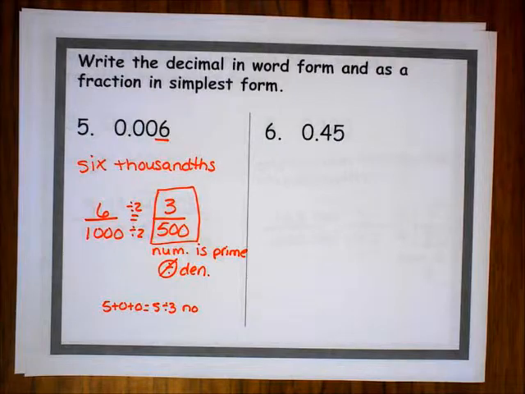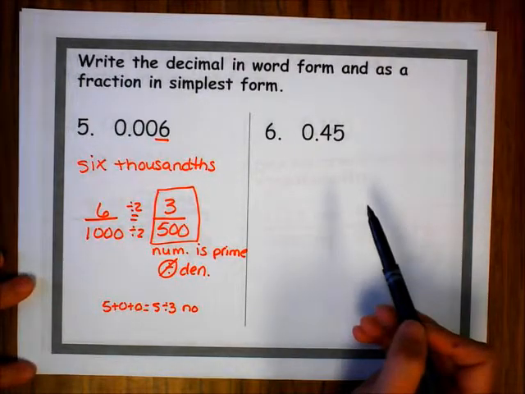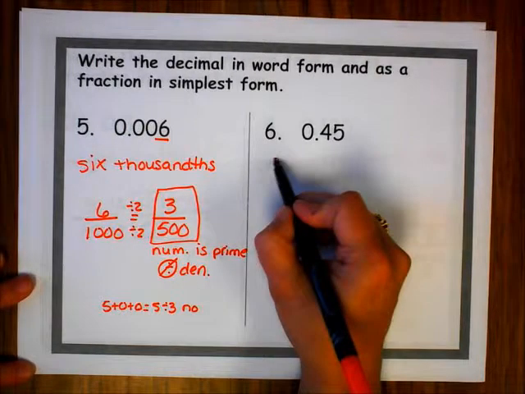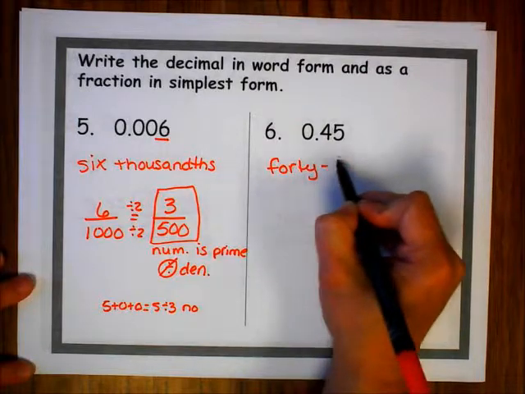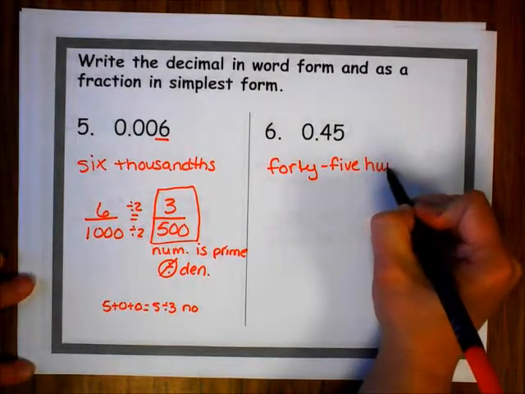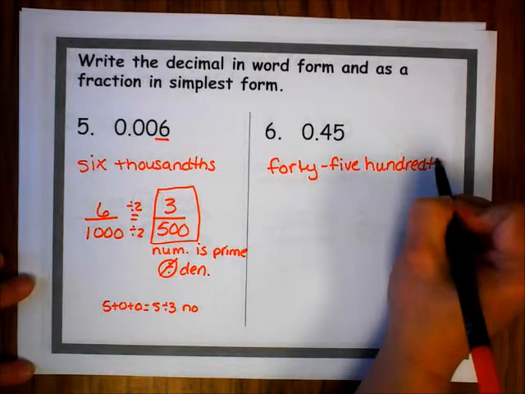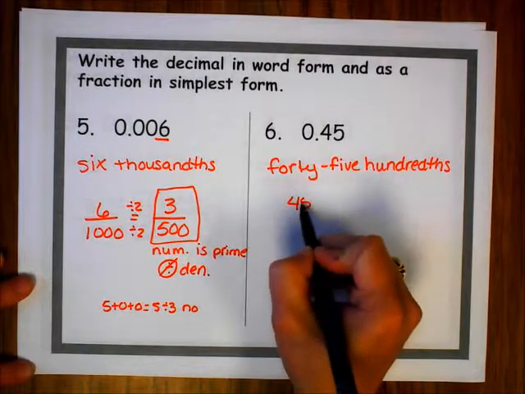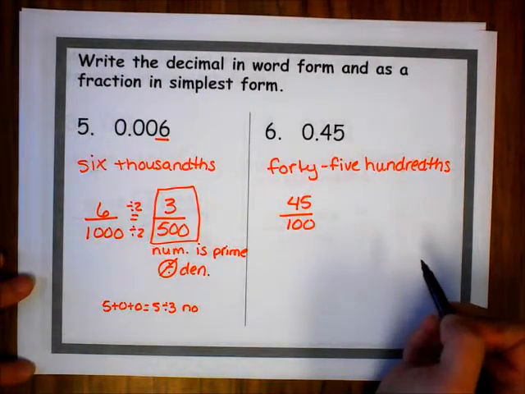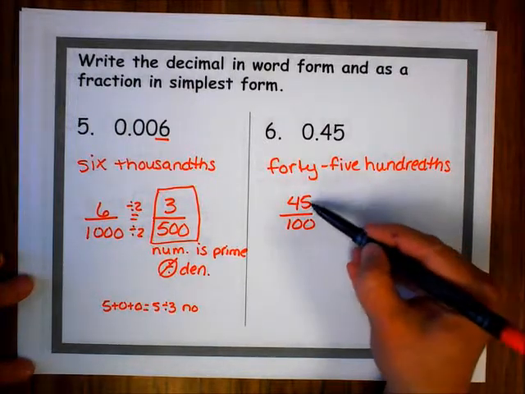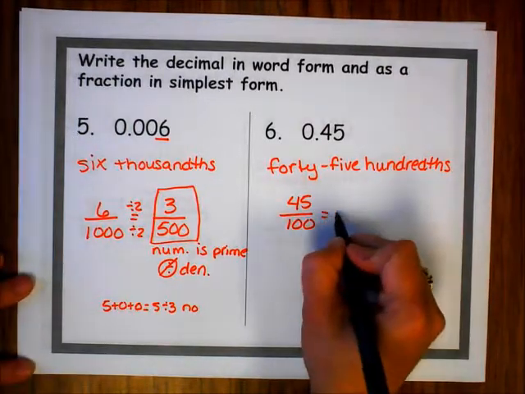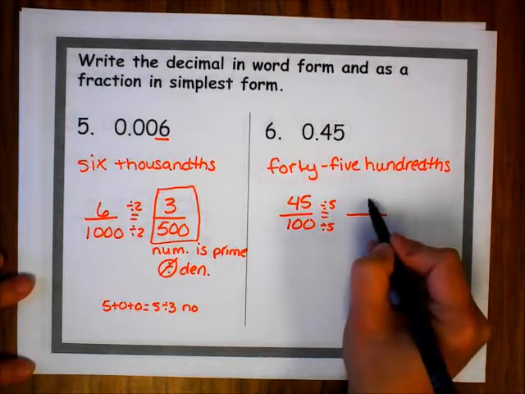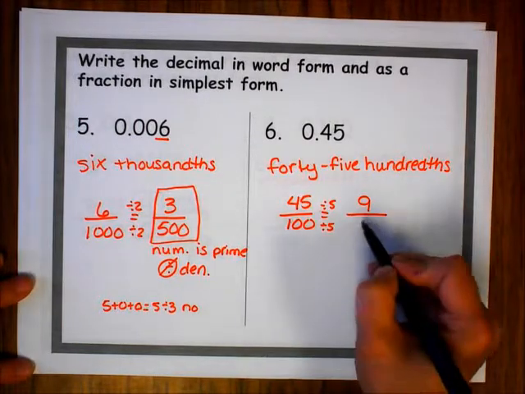Number 6. Let's write it in word form first. The correct way to say this is 45 hundredths because 5 is in the hundredths place. So 45 hundredths. The correct way to write 45 hundredths as a fraction is 45 over 100. I know I can continue to simplify because it ends in a 5 and a 0, so I know I can divide by 5. 45 divided by 5 is 9. 100 divided by 5 is 20.